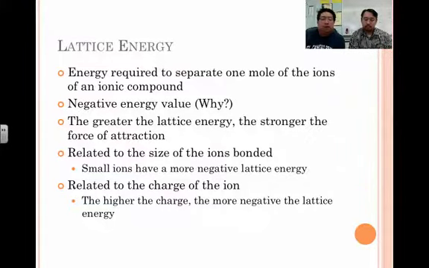Also, the greater the charge, so something with a +2 charge versus a +1 charge, will have a stronger lattice energy as well because there's a greater positive force. And that can also be true on the negative side as well.